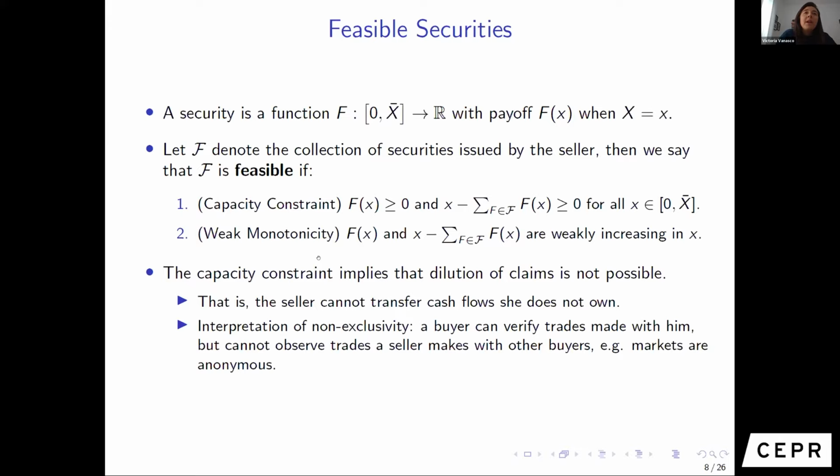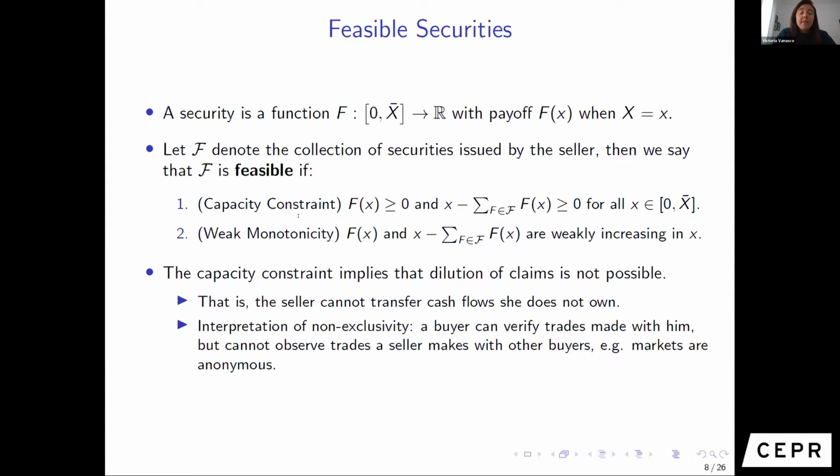So what I want to discuss more is the capacity constraint. Because this capacity constraint sometimes seems like it might conflict with this notion of non-exclusivity. The capacity constraint here rules out dilution, which is a problem that has, as I said, been studied, and we want to abstract from that. So dilution is not possible because, once you sell a cash flow, you don't have it anymore. As I said, the seller cannot transfer cash flow she does not own.